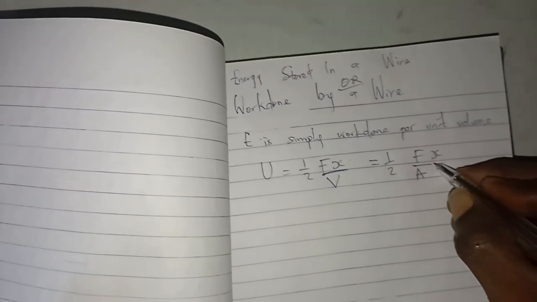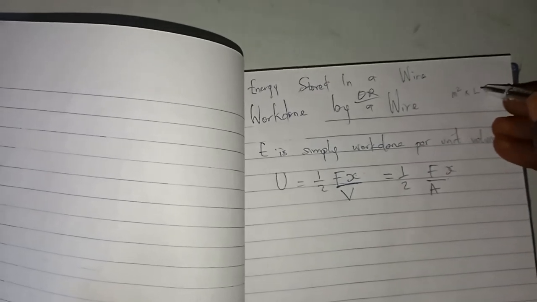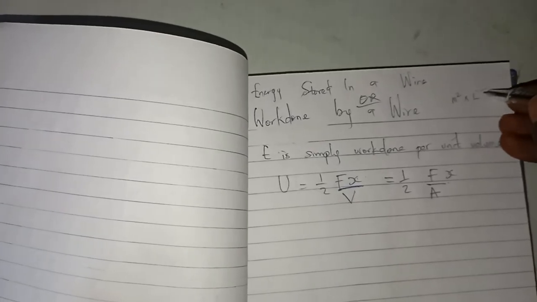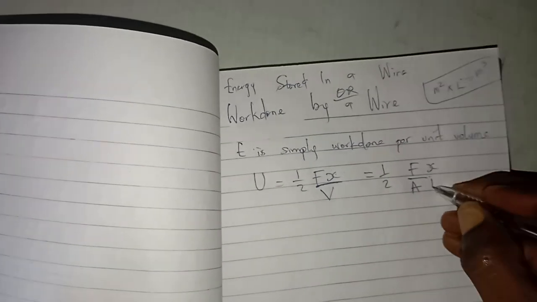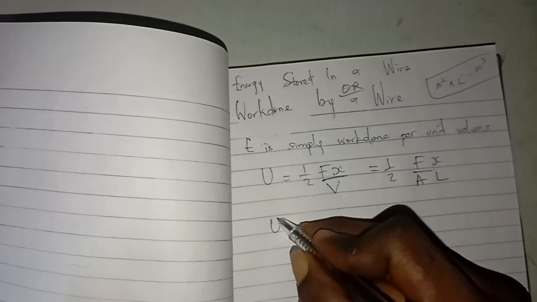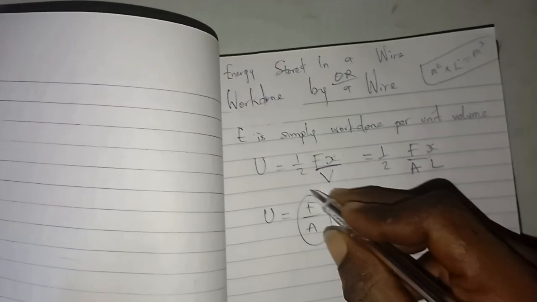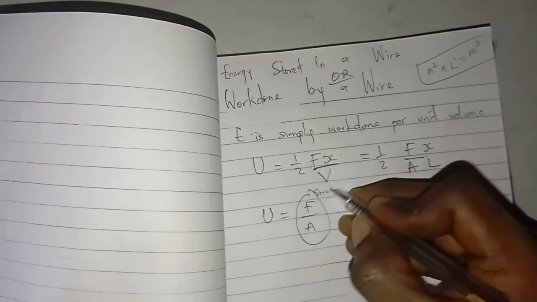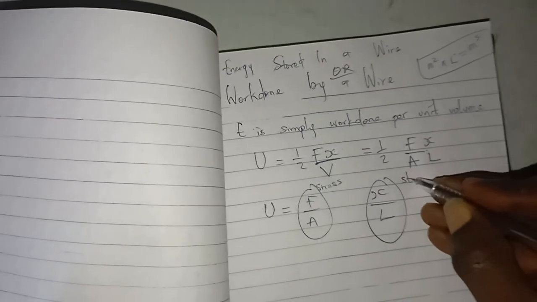The volume we are talking about is simply area times length. You know that area is meter square, and length has the unit meter. By the time you put it together, you see that you now have meter cube, which is what volume is all about. So you put area and length here. So this is simply what you mean by work done by a wire. And if you check it, F over A is simply stress, and another name for stress is pressure, while X over L is simply strain.